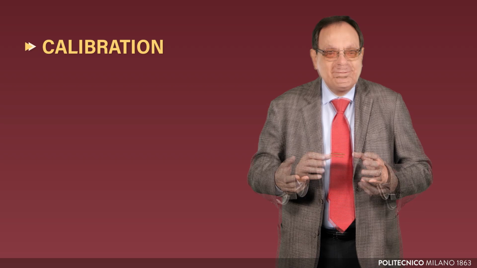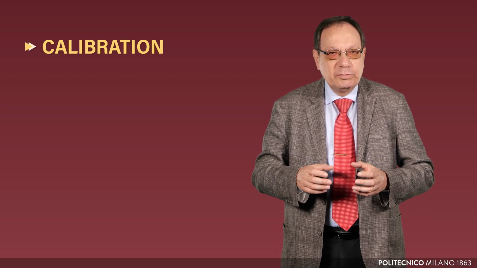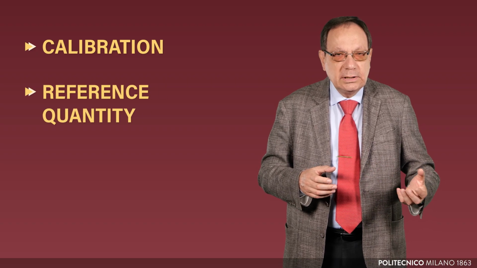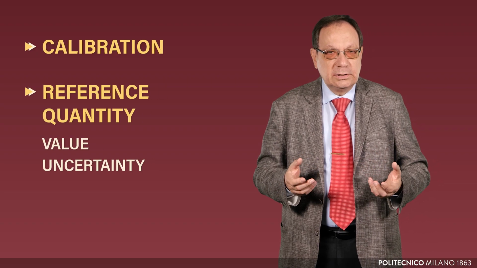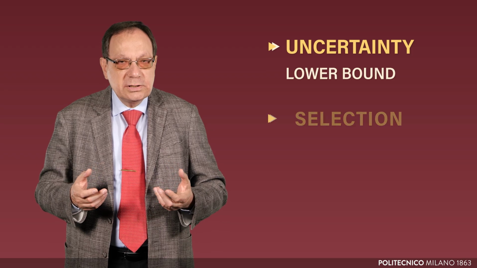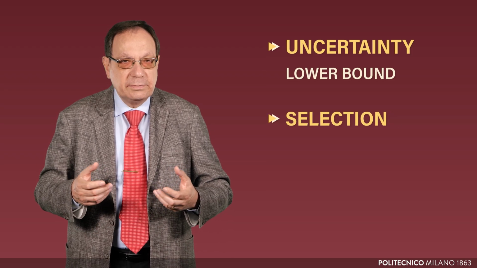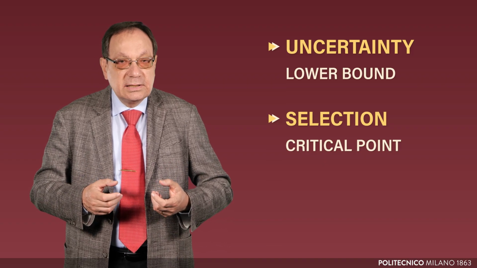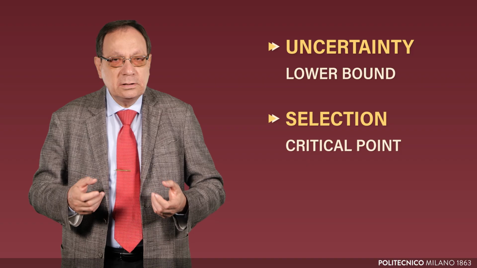We will see in the next videos that instrumental uncertainty can be assessed by means of an operation called calibration. Without going into the details, which we will look at later, calibration requires measuring a reference quantity whose value and uncertainty are known. The latter, therefore, represents the lower limit of instrumental uncertainty. Therefore, the choice of references to be used in calibration is an important aspect of measurement activities, as it has a direct impact on instrumental uncertainty.